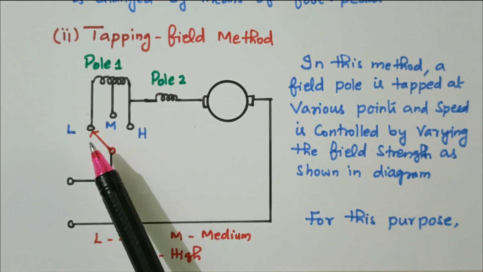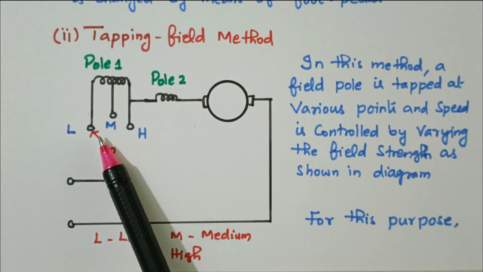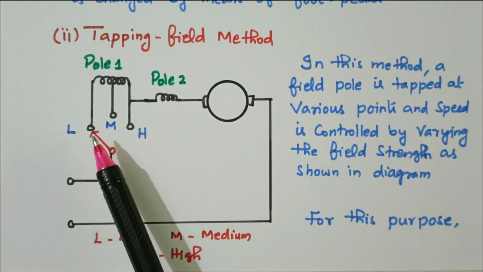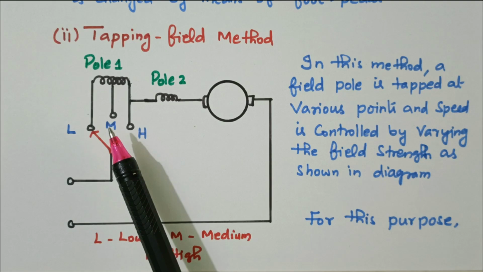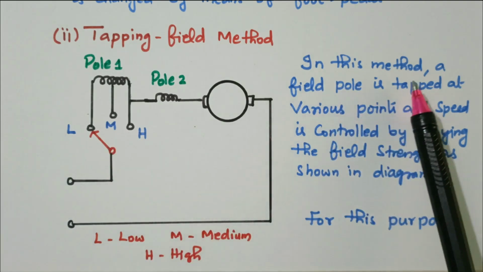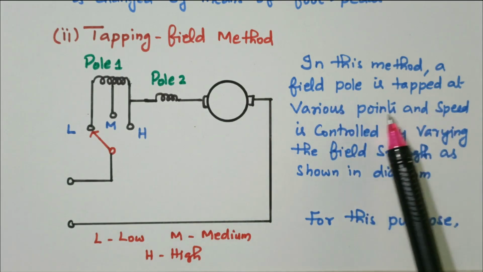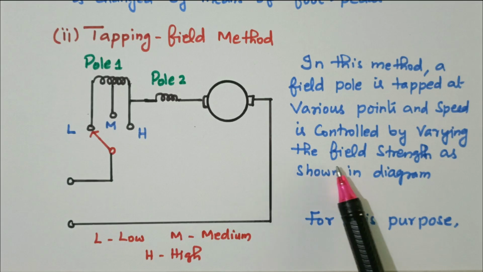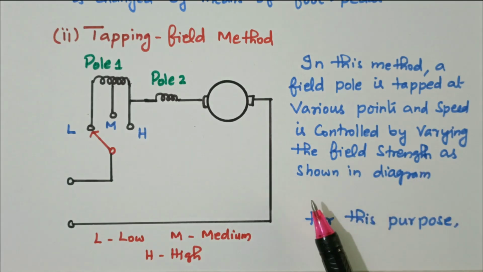So one is the pole is connected with the tappings. Another method, in the pole we can wind over the resistance wire. That is another method. So in this method, a field pole is tapped at the various points and speed is controlled by varying the field strength as shown in the diagram.